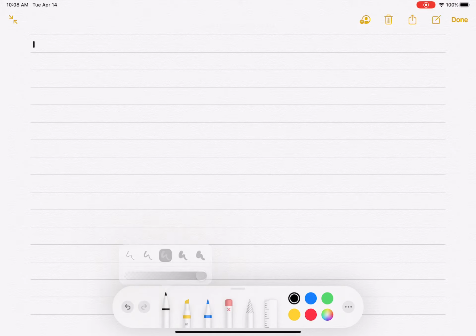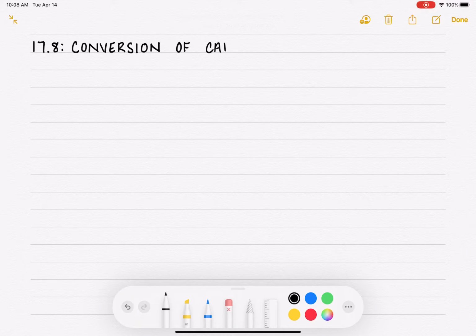The next thing that I'm going to teach you how to do is turn a carboxylic acid into an ester. This is section 17.8, and it is called Conversion of Carboxylic Acids to Esters.